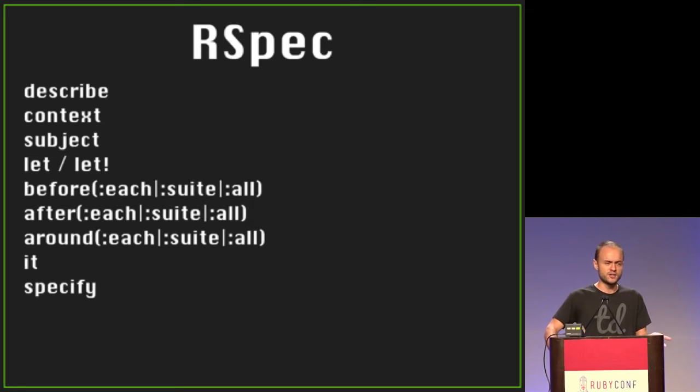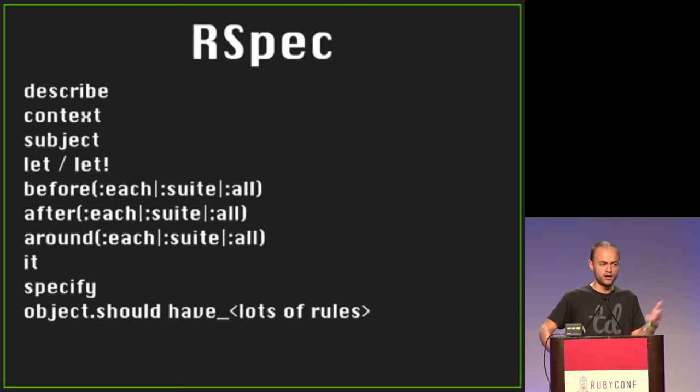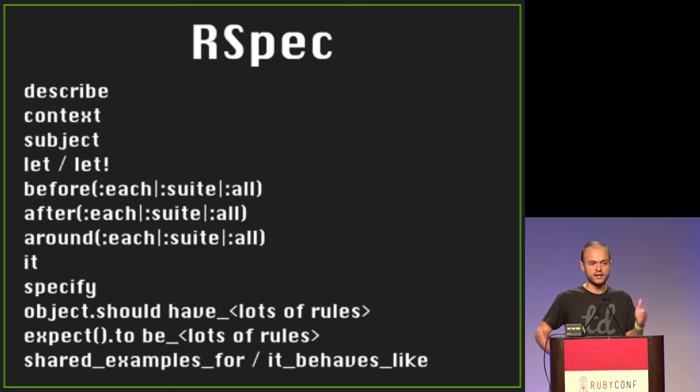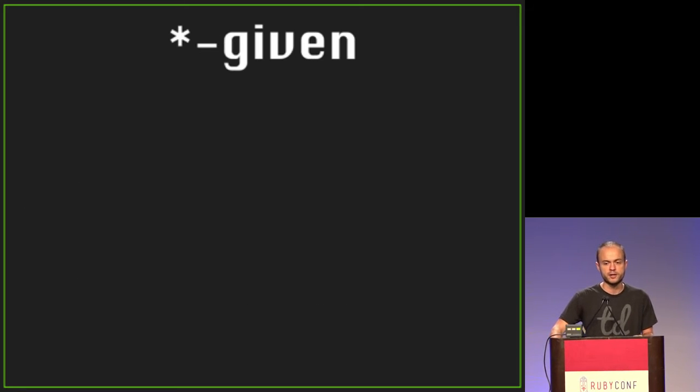You've got it, you've got specify, which are similar. You've got object should have in all of those matchers. You've got expect to be in the mostly similar matchers. You've got shared example groups, tagging, advanced CLI features. There's a lot to learn in RSpec.